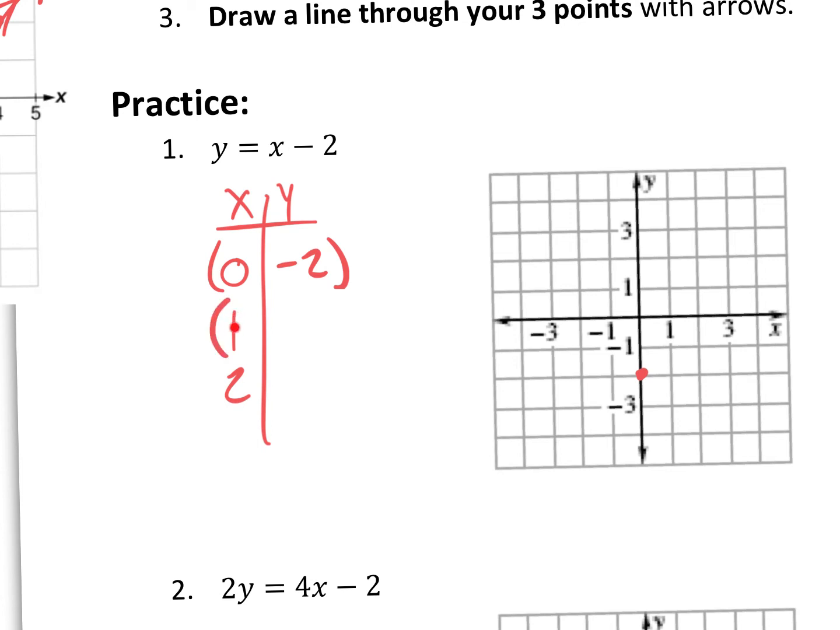Let's plug in the number 1 right into the x. Remember, these are all my x's. Plug it in, do your math. You're going to have a y answer. You're going to put it on that side. So plug in a 1 right there. 1 take away 2, that is negative 1.